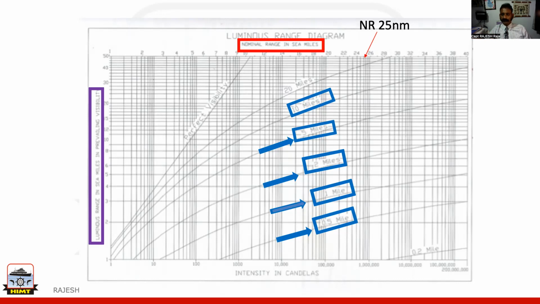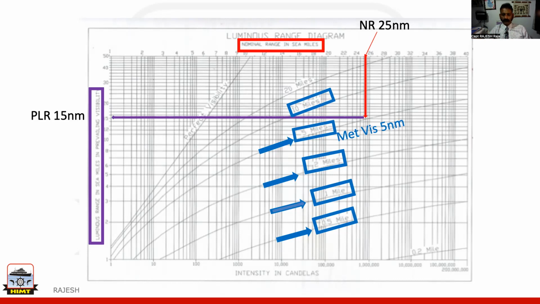So I'm here at 25. I go vertically down till the curve for Met visibility 5 nautical miles. I've just gone there. Now, once I've reached there, I go horizontal and I find out that my present luminous range is 15 nautical miles. So this is how I use the lume range diagram.